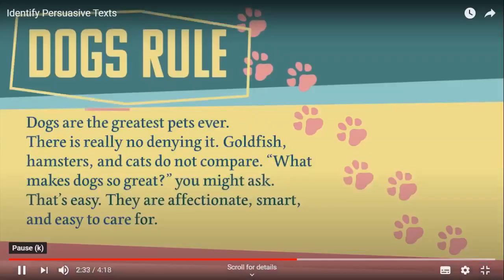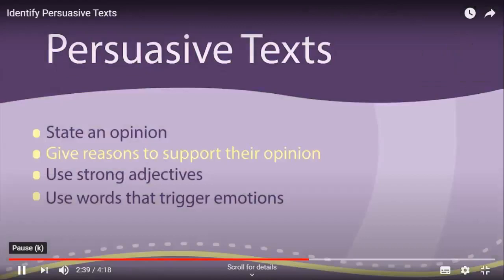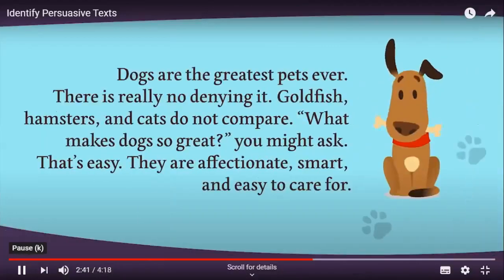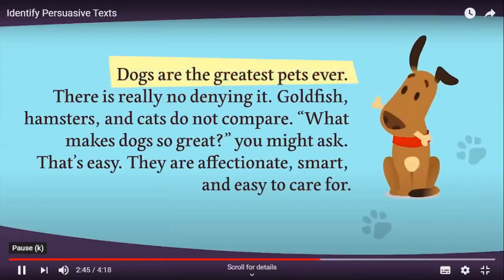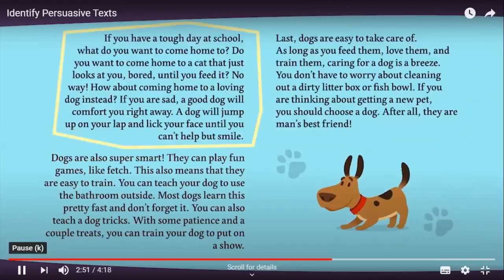The title and first sentence give the author's opinion. Remember that a persuasive text should include reasons to support opinions. The author provided reasons why dogs are the greatest pets ever. According to the author, dogs are affectionate, smart, and easy to care for. The next paragraph adds details that make the reasons more convincing, saying that dogs are loving, that they comfort you right away when you are sad, and that they make you smile explains how dogs are affectionate.